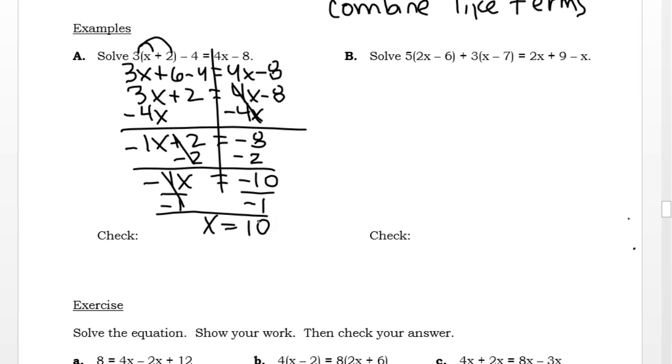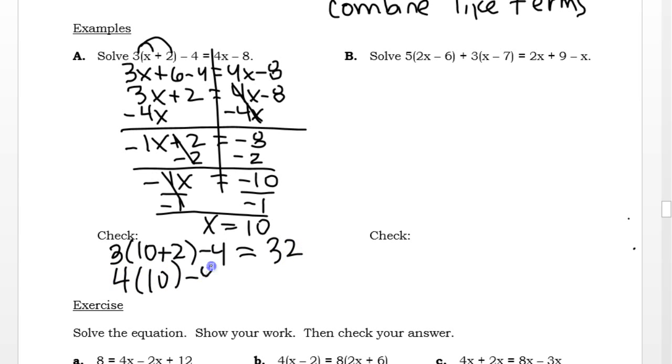To check the answer, we'd have to sub it into both the left and the right again. So (10 plus 2) minus 4. 10 plus 2 is 12. 12 times 3 is 36. 36 minus 4 is 32. We'll check the right side, plugging in 10 for x again. That's 40 minus 8, 32. So x equals 10 is the correct answer.